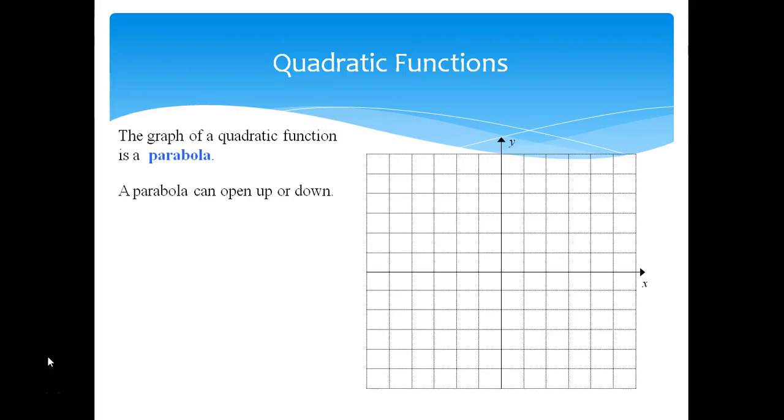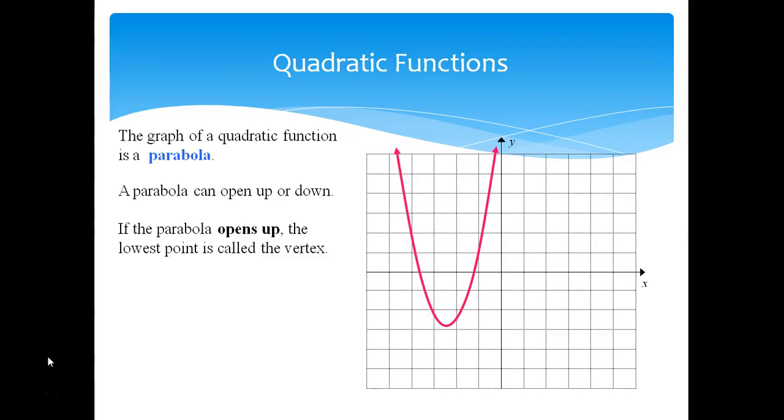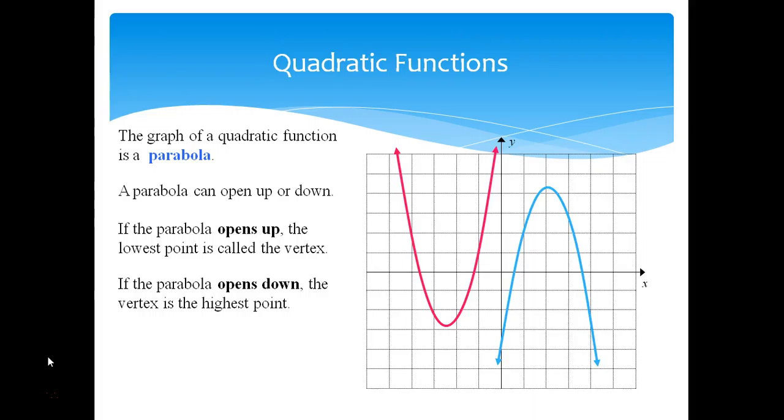If the parabola opens up, then the vertex or the turning point is at the lowest point of the graph, and we usually call this a minimum. If the parabola is opening down, then the vertex is going to be at the highest point and it will have a maximum.